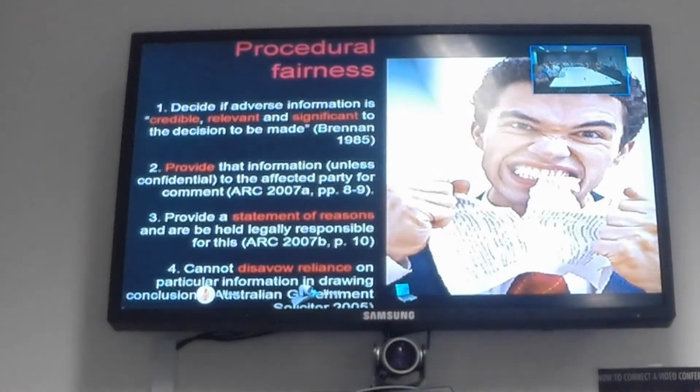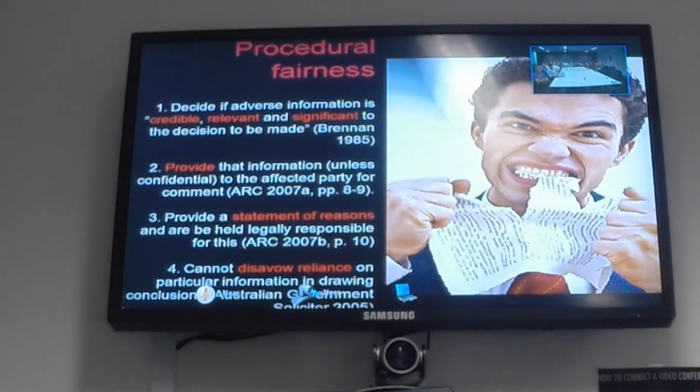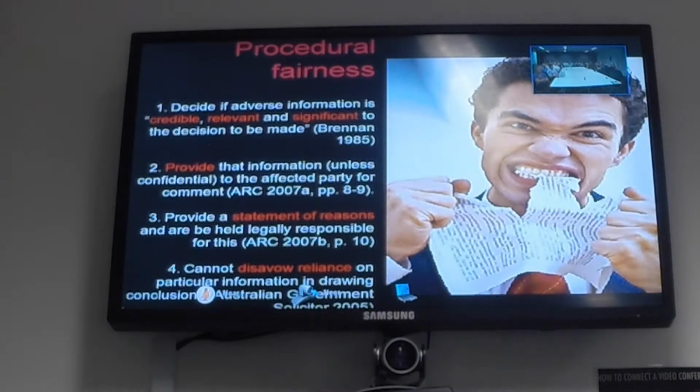So when you make a decision, you have to decide, if it's an adverse decision in particular, whether adverse information is credible, relevant and significant to the decision being made. You also have to provide that information, unless it's confidential, which in the ACC's case often is, to the affected party for comment. You need to provide a statement of reasons and be held legally responsible for your decision. And you cannot disavow reliance on a particular piece of information.